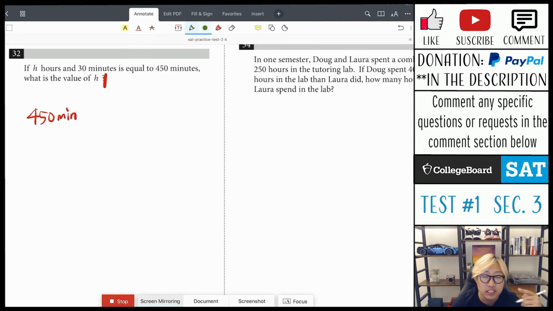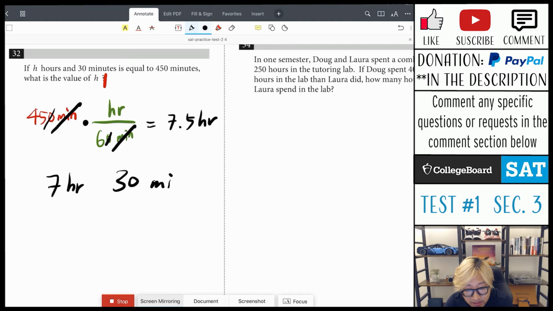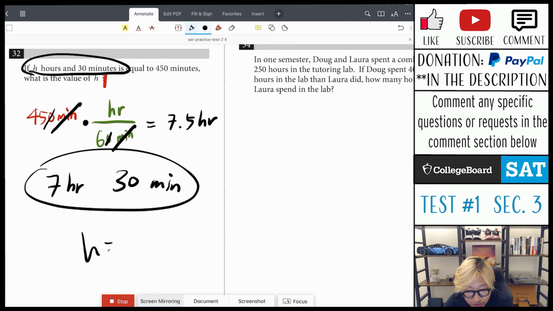Once again, the unit conversion thing. 60 minutes per hour, and I'm putting the minutes on the bottom. The reason for that is when I multiply, the minutes would cancel because I want the hour ultimately. So if you don't want to bother doing this, just do it in your calculator, and when you do this, you get 7.5 hours, which means it is 7 hours and 30 minutes. So h hours 30 minutes, 7 hours 30 minutes. I guess h is 7.